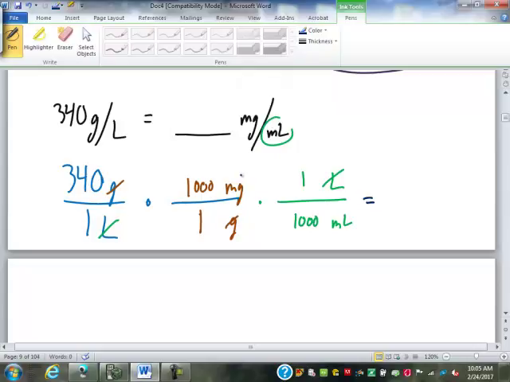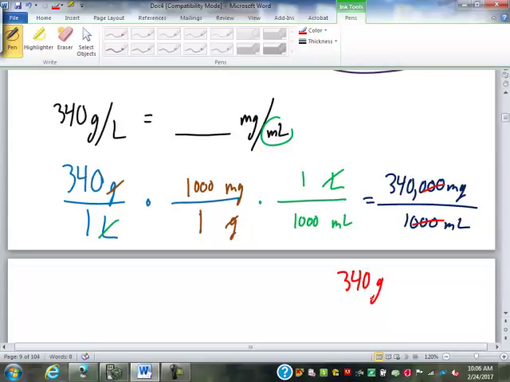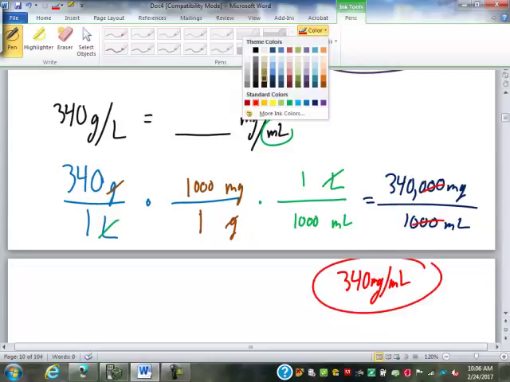340 times 1,000 milligrams is 340,000 milligrams. 1 times 1,000 milliliters is 1,000 milliliters. If I divide this out, 340,000 divided by 1,000 is 340. That is grams per milliliter, or milligrams per milliliter. Yes, I realize it comes out to be the same number.